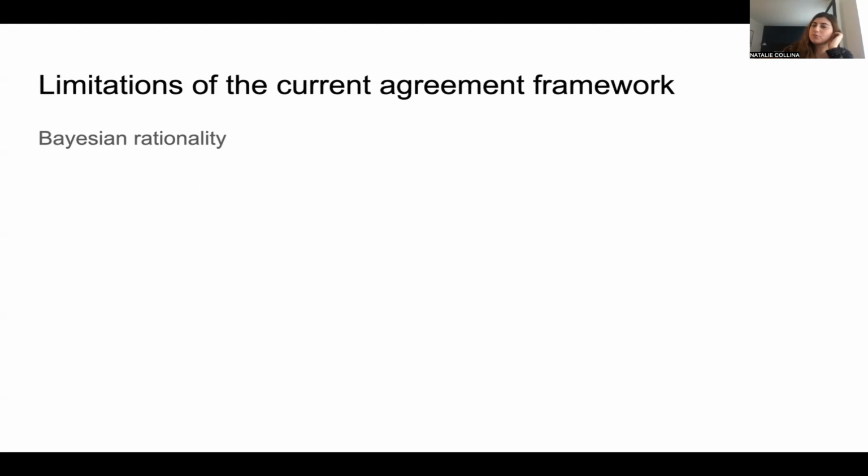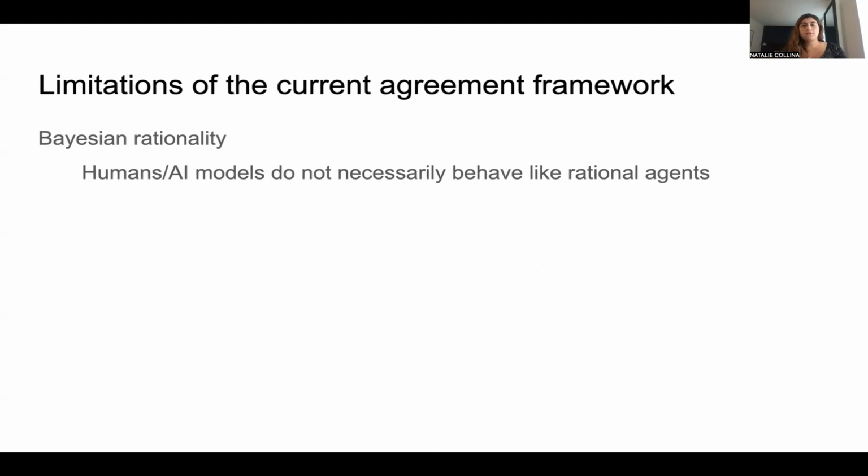So as I've alluded to, Bayesian rationality is a quite strong condition. What it requires is that you have an agent who has information, and every time they get new information, they do a completely optimal update of their posterior using Bayes' rule. And humans and AI models don't necessarily behave like this.